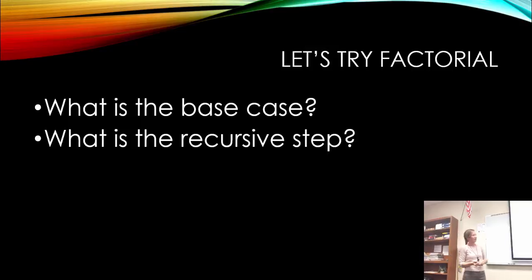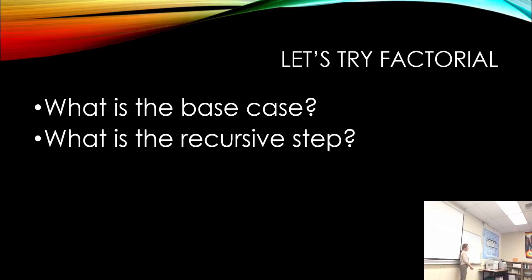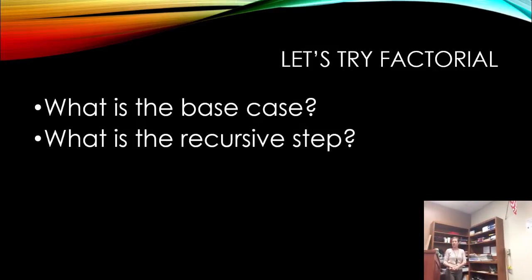And then n is getting smaller by 1 each time. So this factorial should be pretty easy to create. Let's try it out. So what's our recursive step?